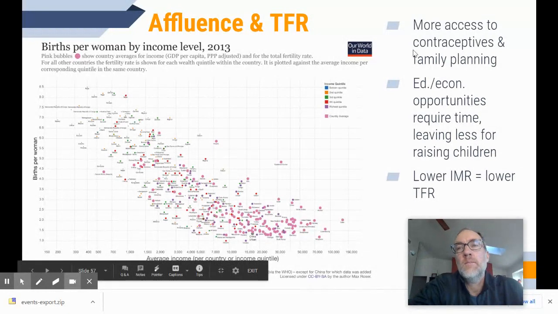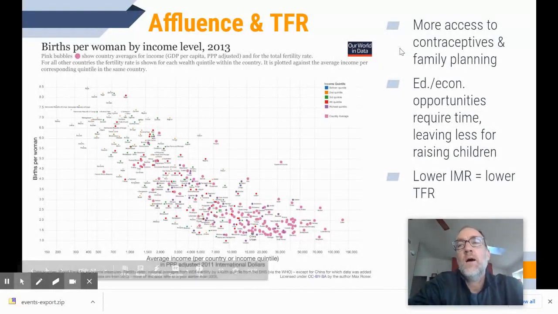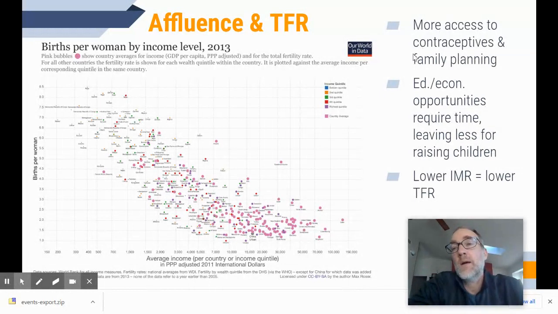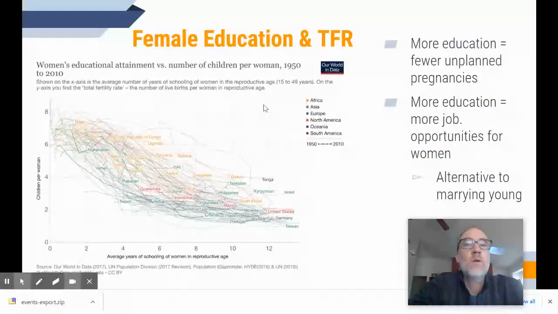And that is access to educational, economic opportunities, leaving less room for raising children, more access to contraceptives and family planning. We'll be discussing that as well, and typically lower infant mortality rates.